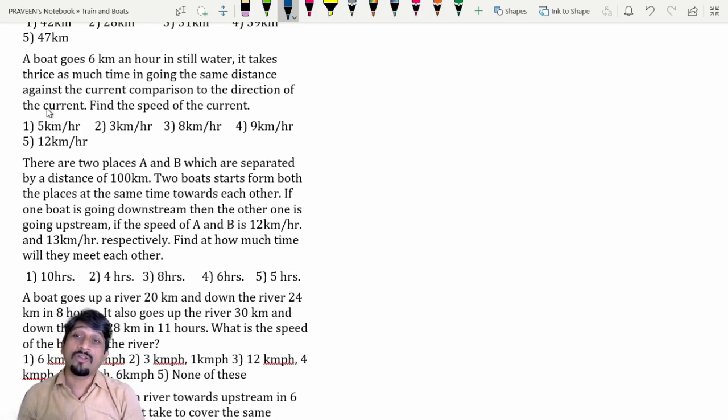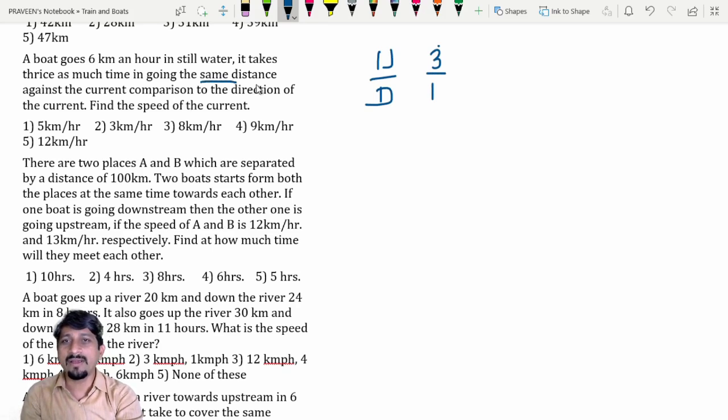So if it is going against the current, it will take 3 times the time. It simply means that the upstream speed to downstream speed is, since it is taking 3 times for upstream, 3:1. Going the same distance against the current will take 3 times in comparison to the direction of the current. The boat goes 6 km an hour in still water. Speed of the boat we know is how much?